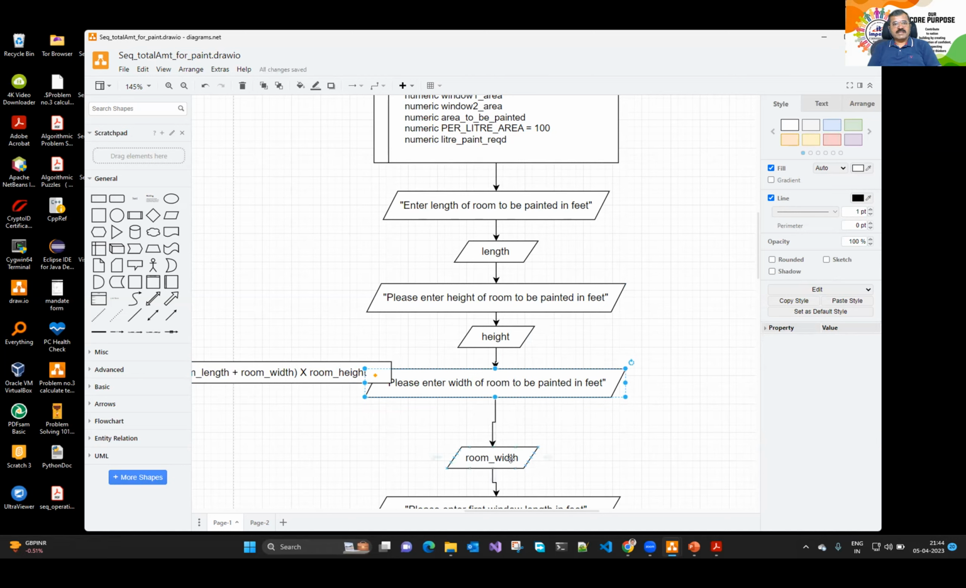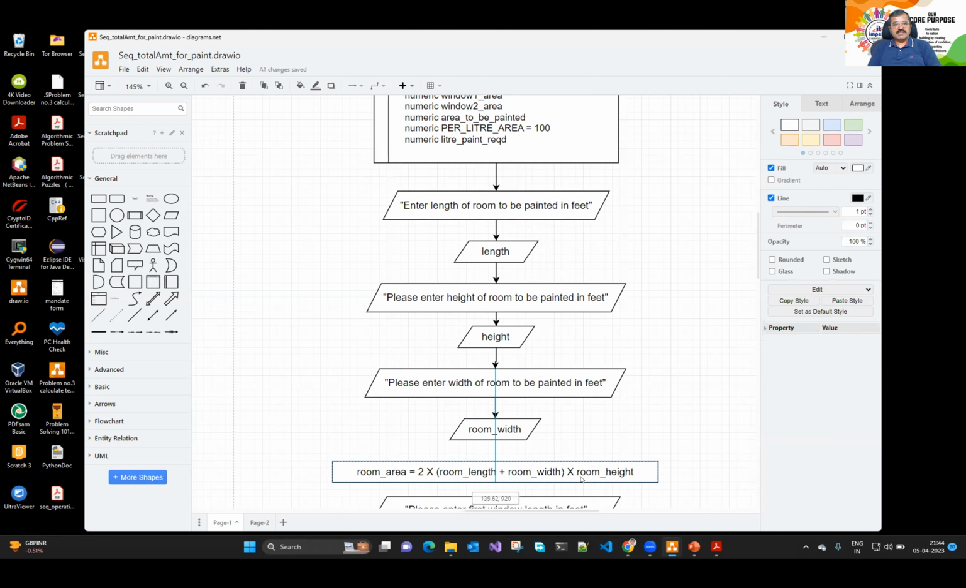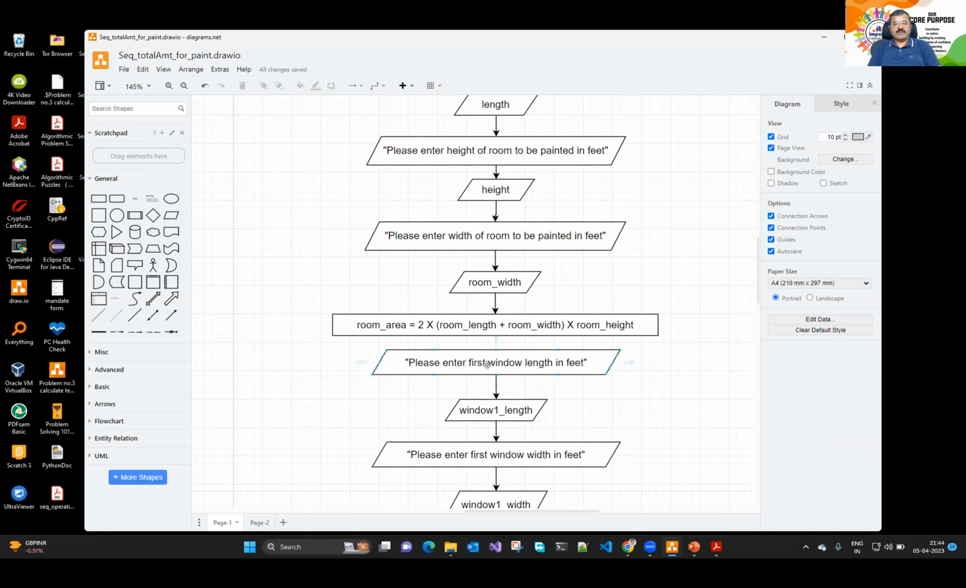After height we need width, so we have accepted the width as well. After calculating the width we can actually introduce this area. Here we go. So we have accepted the length, height and width. Then we say room area is equal to twice whatever the formula is. Correct me if I'm wrong in the formula.